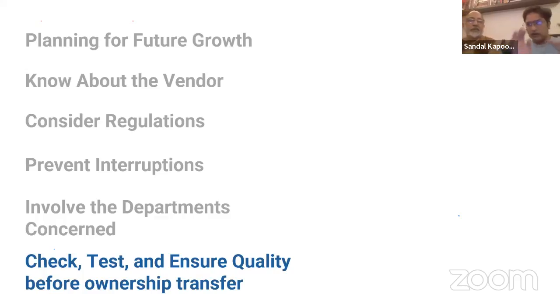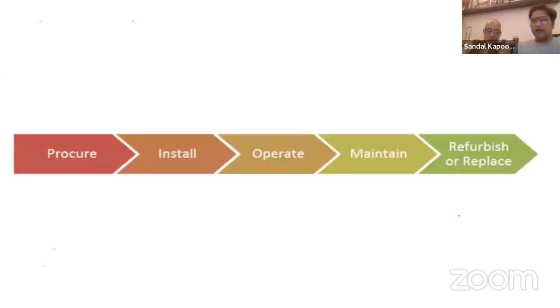So these are some considerations from the experience and from various projects that we'll have to look into while doing the equipment planning. Now, once the equipment is procured, installed, operated, and maintained, then after the life cycle of the equipment, there are two possibilities: either we refurbish or we replace the equipment.